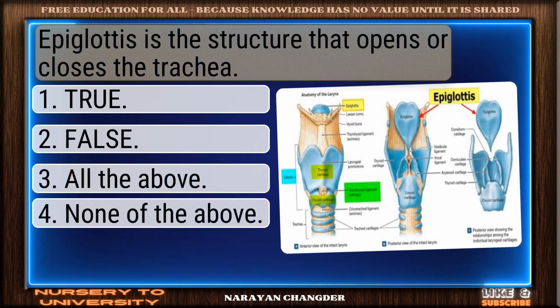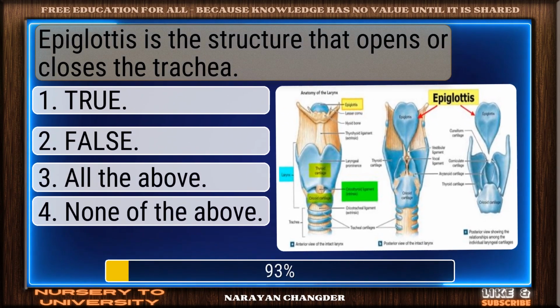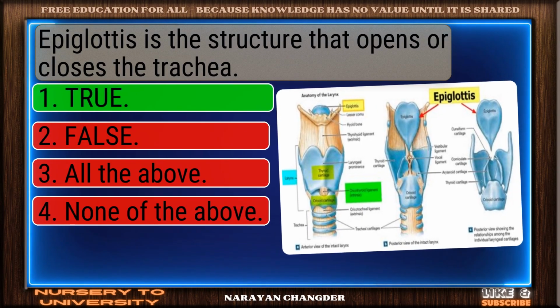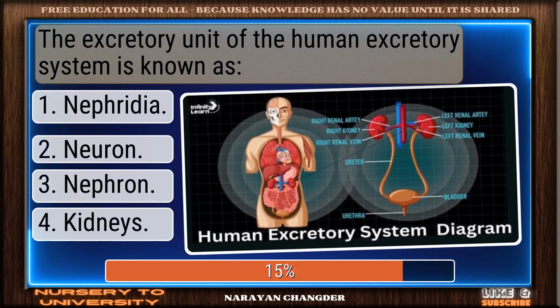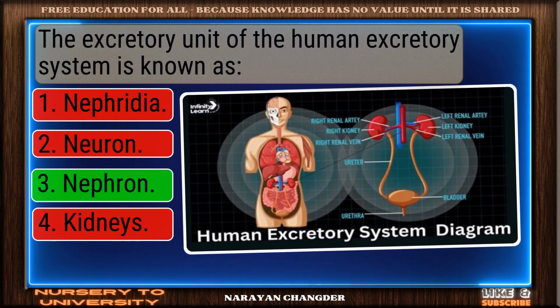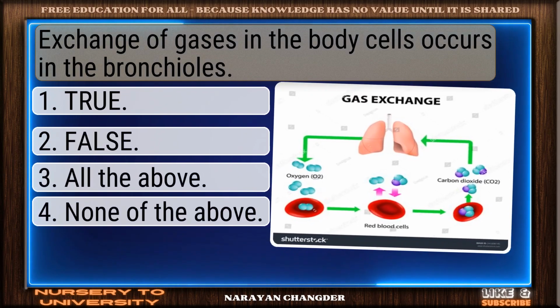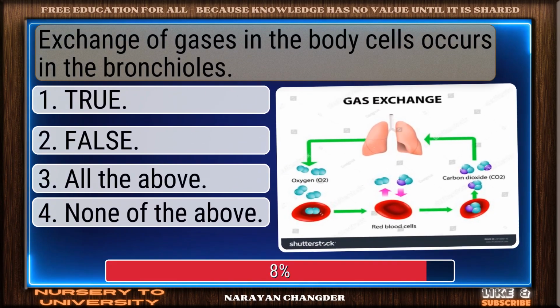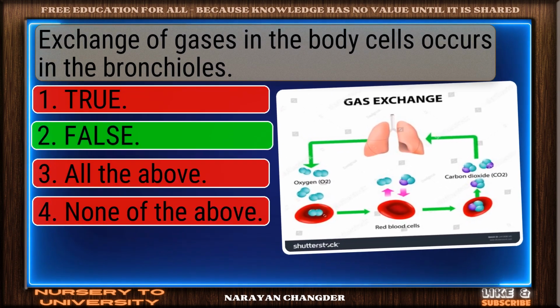Epiglottis is the structure that opens or closes the trachea. Exactly. True makes sense. The excretory unit of the human excretory system is known as. Smart move. Nephron is accurate answer. Exchange of gases in the body cells occurs in the bronchioles. You got it. False fits.